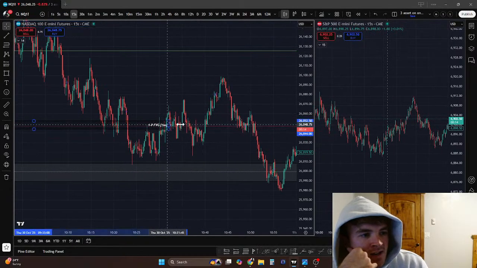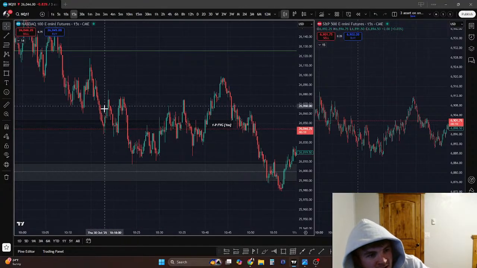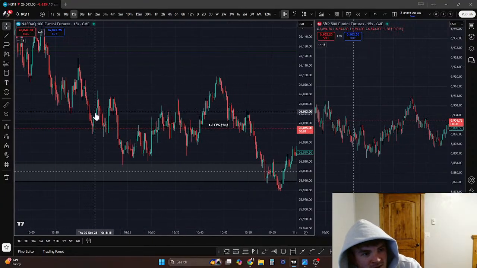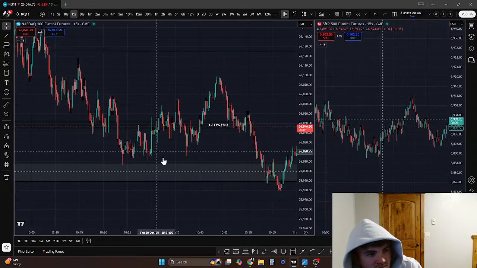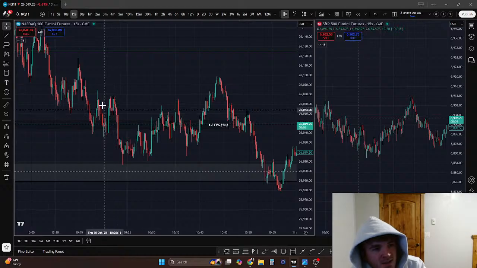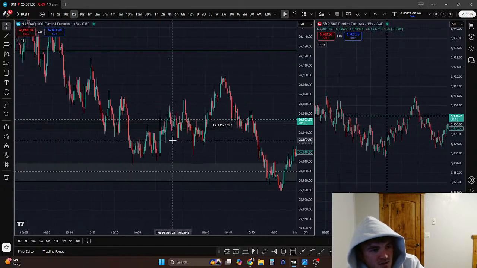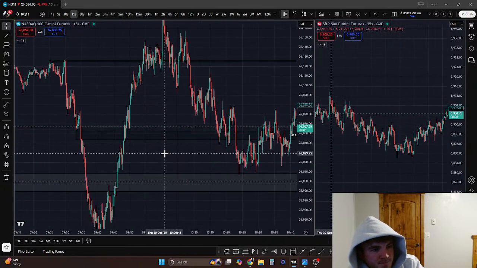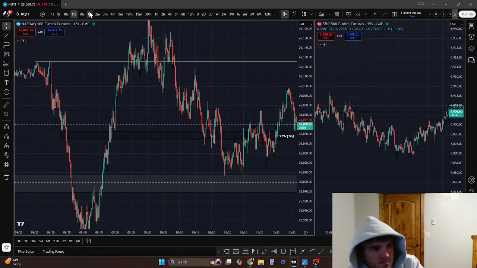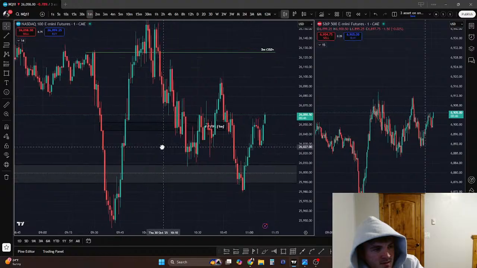Honestly, I will say it doesn't really look like this was actually an interaction with the first presented fair value gap. It almost looks like it's not even respecting it at all. Like the lows respected it, the highs are off over there. I just don't know.